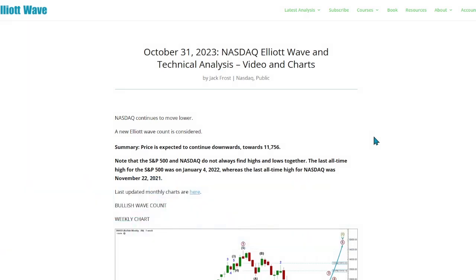Overall, the Nasdaq has continued to move lower, a new Elliott Wave count is considered, and downwards movement is expected to continue towards 11756.